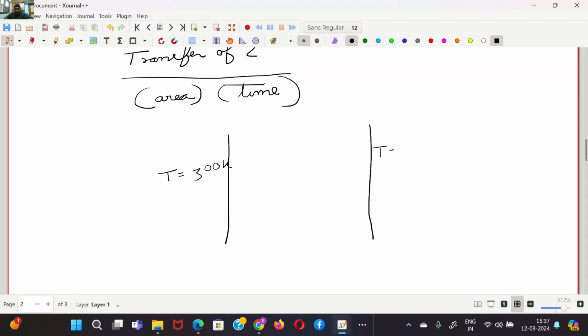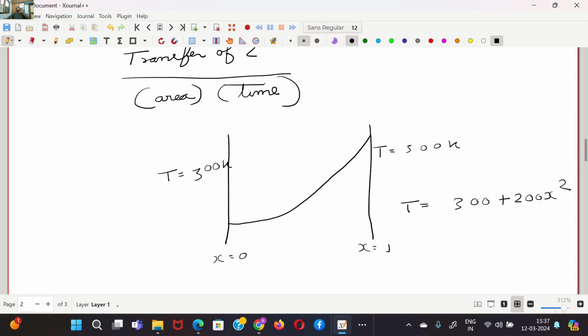This is at 500 Kelvin. Okay. The temperature profile is 300 plus 200 x square. This is x equal to 0, and x equal to 1. So it's like a parabola, right? It's not linear because it's x squared. So at x equal to 1, it's 300 plus 200 into 1 square, or 500.